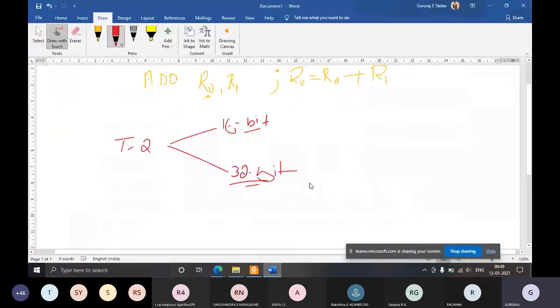Okay, and one more thing you have to remember. I'll give an example. The instruction for add: there is a 16-bit version of add as well as a 32-bit version of add. Both are there. So the add instruction is available in the 16-bit as well as in the 32-bit instruction set also. So you can choose which instruction you want.